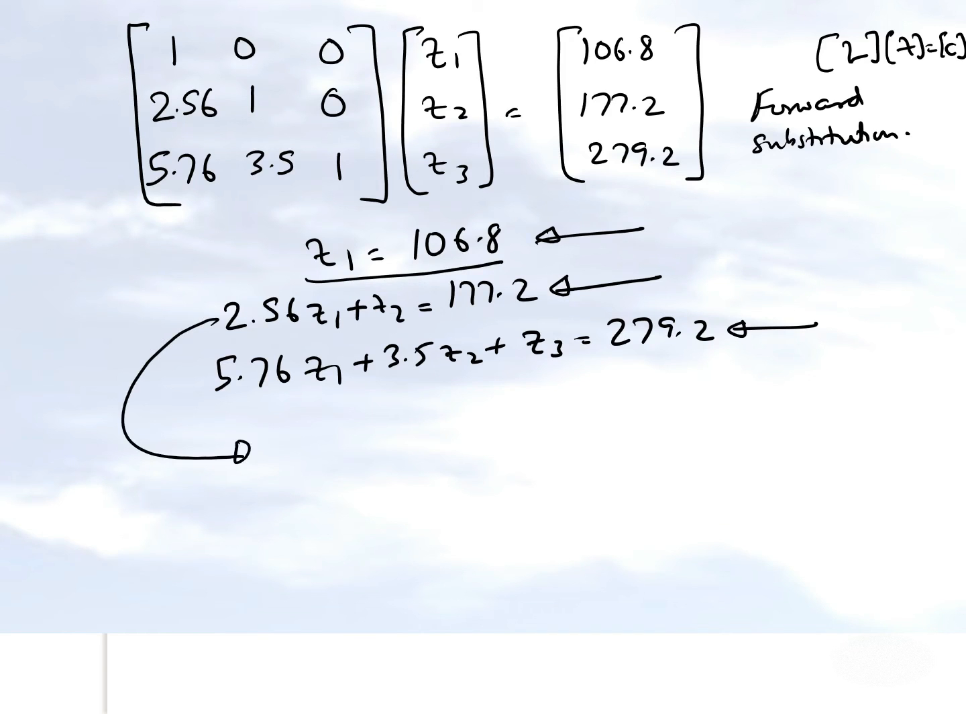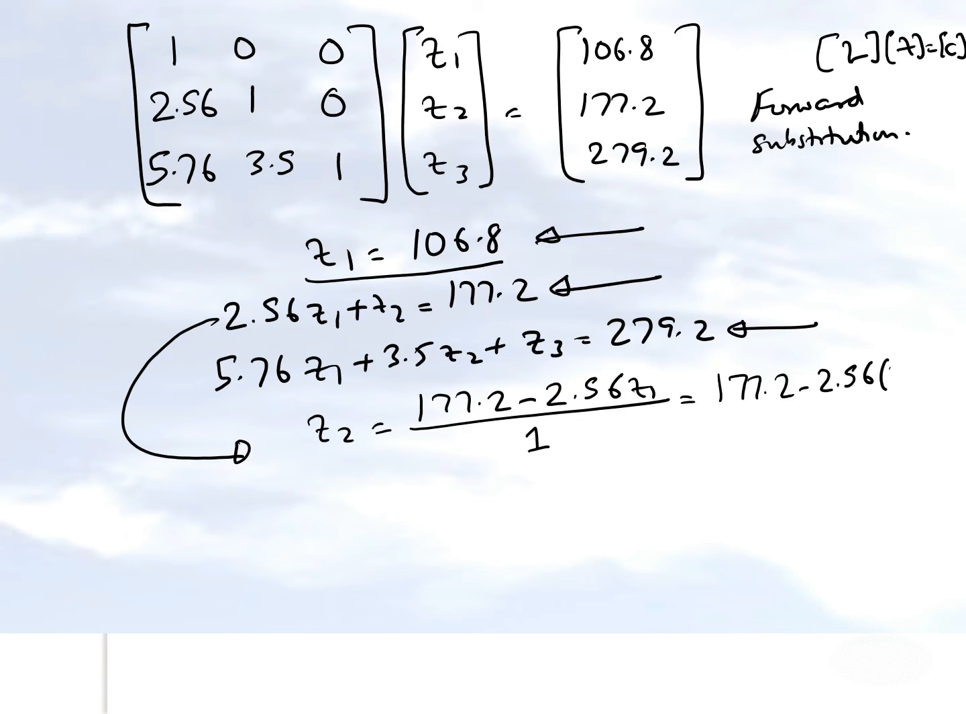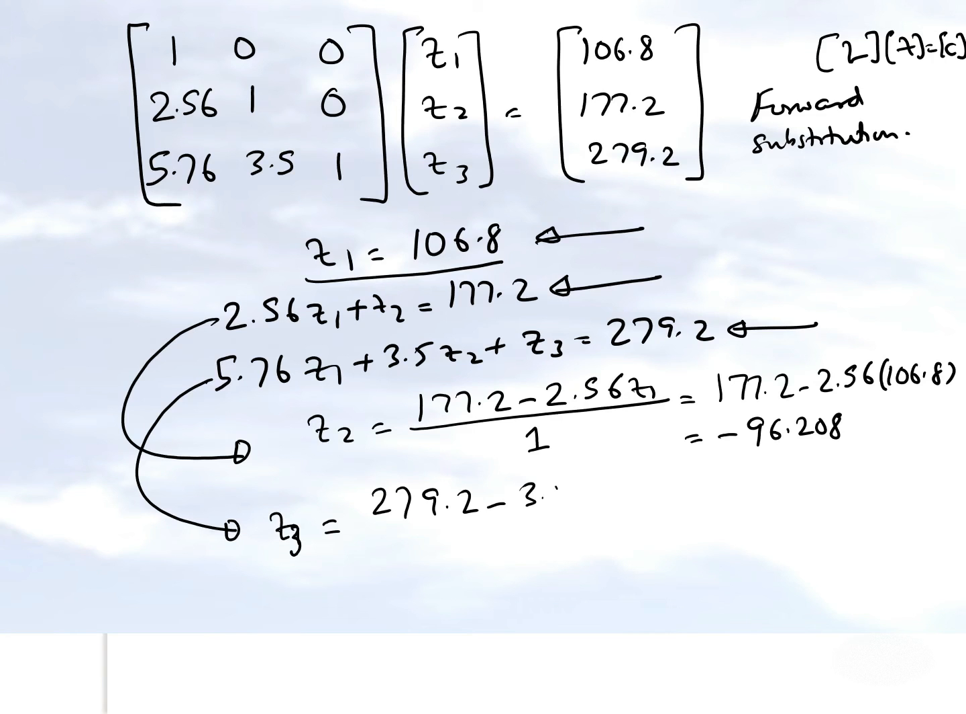We take this one, we say Z2 is 177.2 minus 2.56 Z1 divided by 1. So we don't need to really divide by 1, but let's just show it there. So we got 177.2 minus 2.56 times Z1, and this number here turns out to be equal to minus 96.208. Let's go and do this third equation here. So that's what we'll get for Z3 will be this quantity.